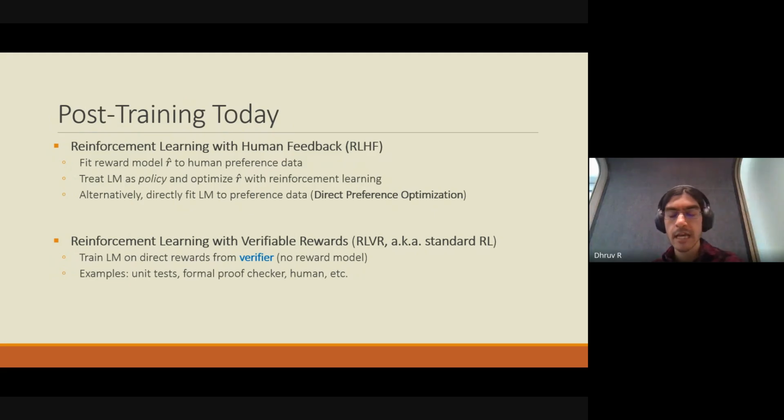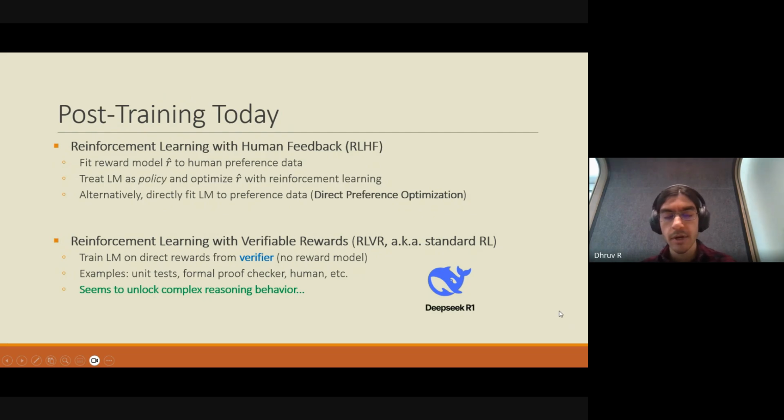So there's a variety of examples where you might have verifiable rewards. These could be unit tests for code. These could be formal proof checkers for math, or this could be a human evaluator. Like your language model is trying to solve the Riemann hypothesis, and you have some mathematician who can check if this proof is legitimate.